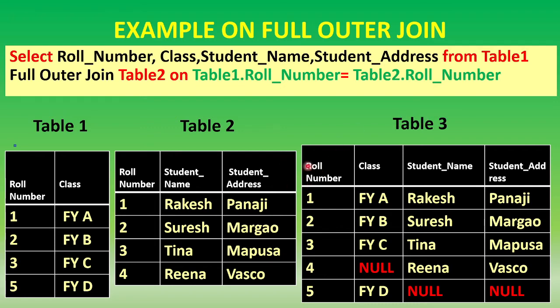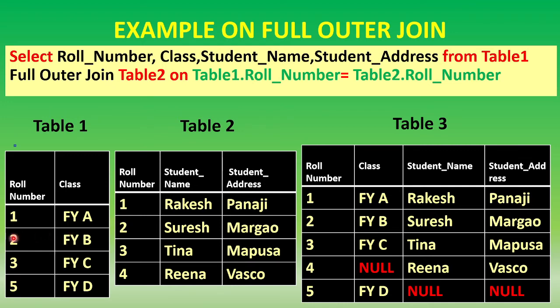Now check the roll number. Based on the roll number only we have to see which rows are matching, and we have to return the matched rows first. Roll number 1 is there in table 1 and roll number 1 is there in table 2 also. So the roll number 1 record from table 1 and roll number 1 record from table 2 will be coming in the output table, that is table 3. So roll number 1, class is FYA, student name is Rakesh and student address is Panjim will be coming in the output table.